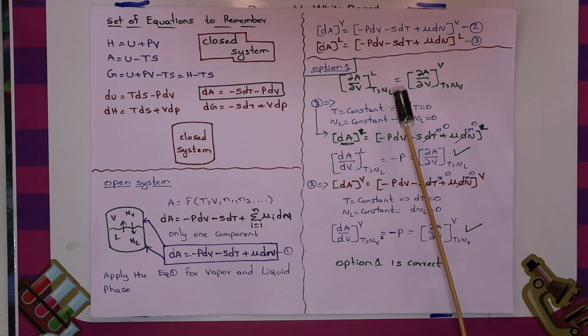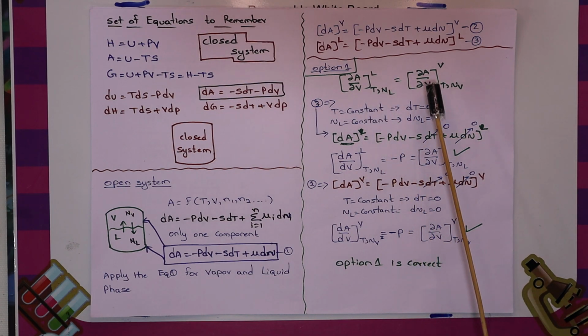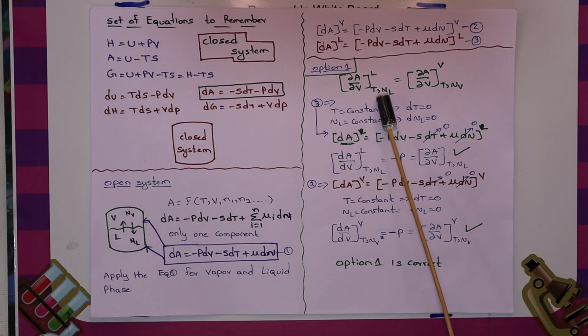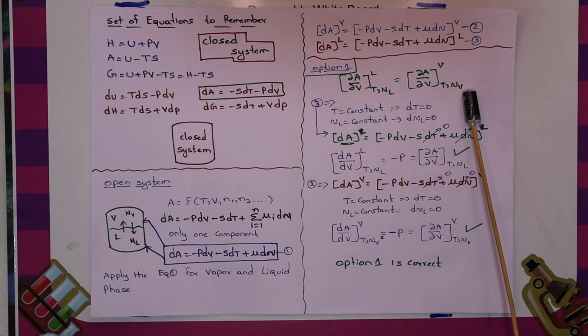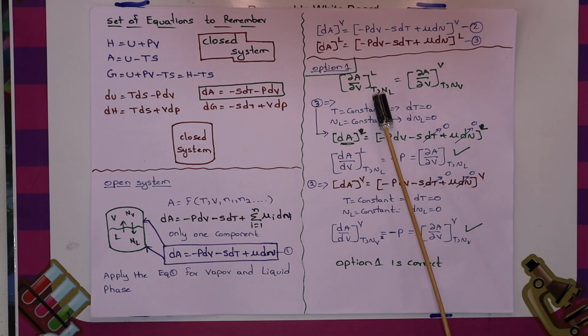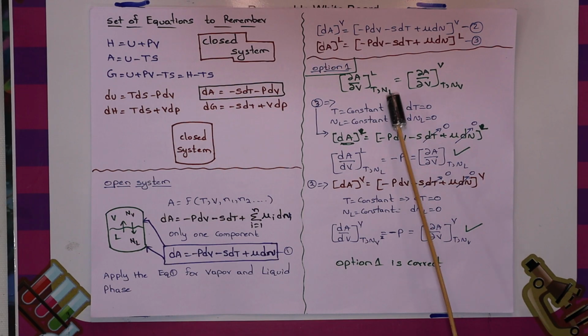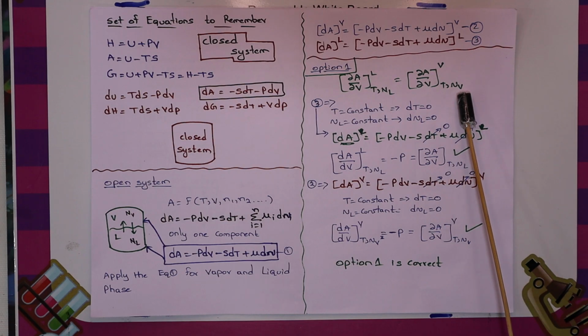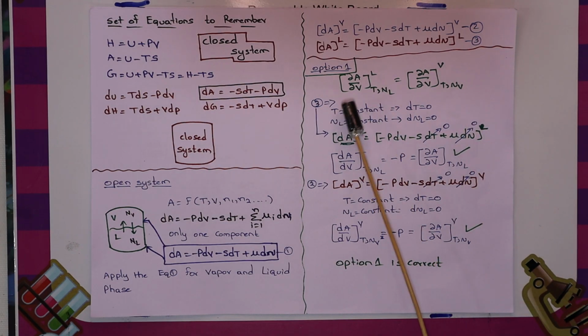Let us take this expression first and this expression later, and see whether both expressions give the same value or not. It is given at the same temperature and the same liquid moles here, and at the same temperature and the same vapor moles here. That means we are evaluating the left-hand side at constant temperature and constant number of moles of liquid, and the right-hand side at constant temperature and constant moles in the vapor phase. So let us take the expressions.